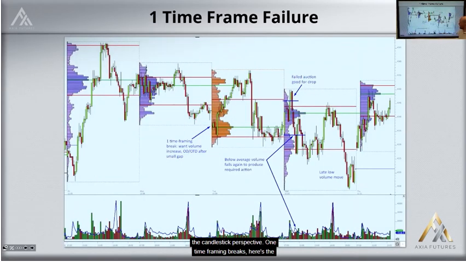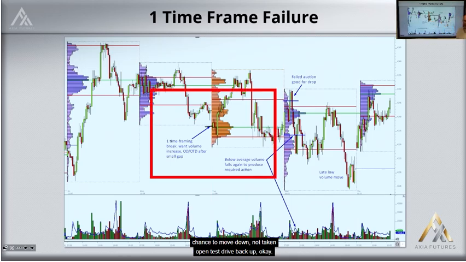And this is what you get from a candlestick perspective. One time framing breaks, here's the chance to move down, not taken, open test drive, back up, okay. So we've changed the direction, but we've not really progressed the move. And even with the late drop, nothing more comes of it.